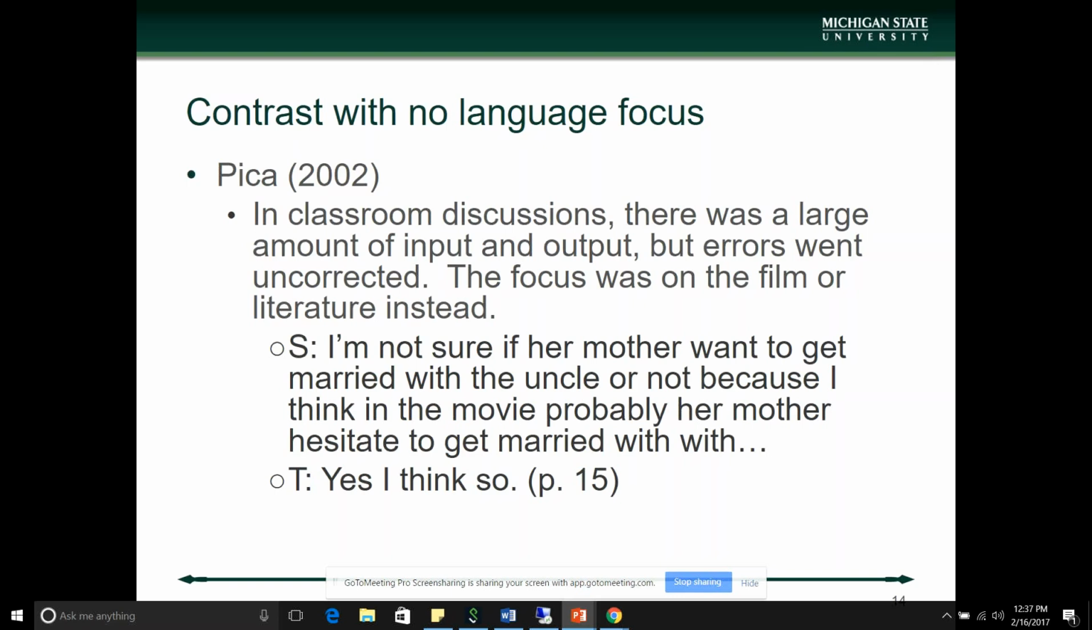And the students were talking about very complex ideas, but the teacher often didn't focus on language. So instead it was just focused on the students' ideas about film or about literature. And so here's an example from that particular article.